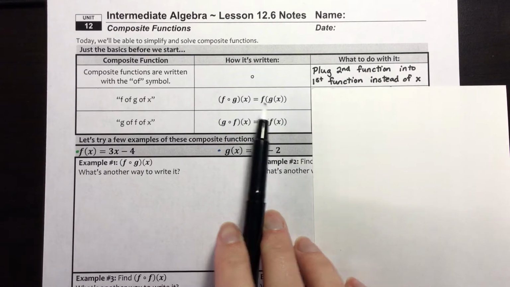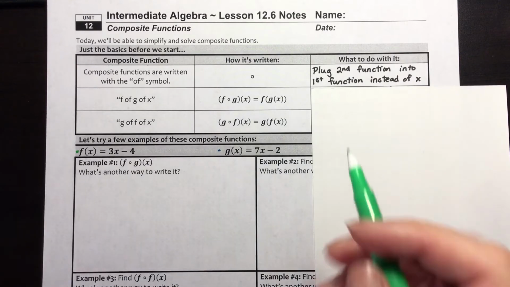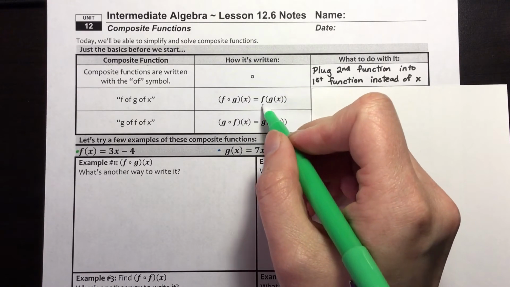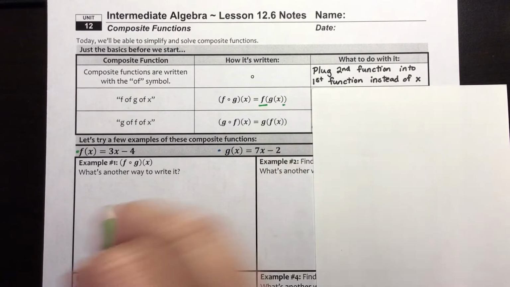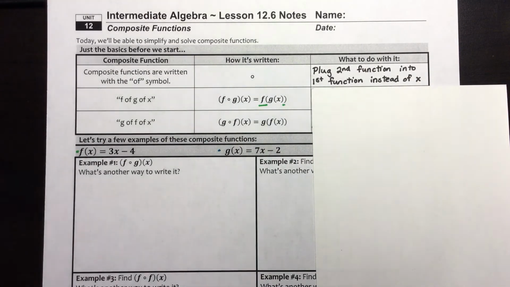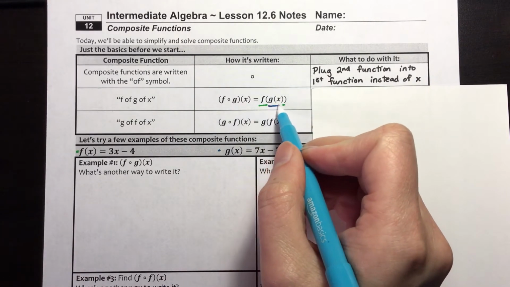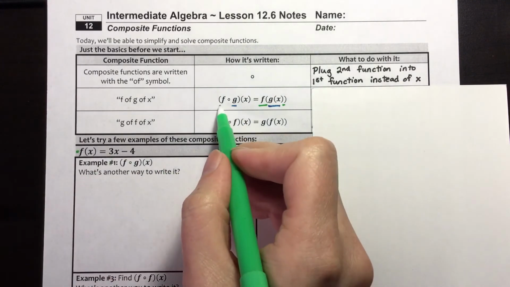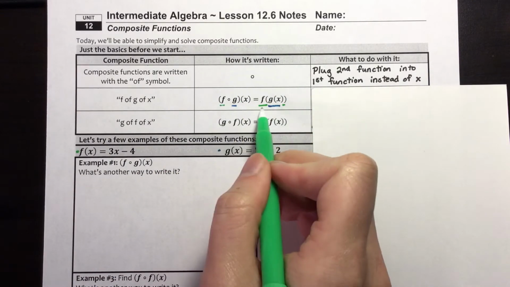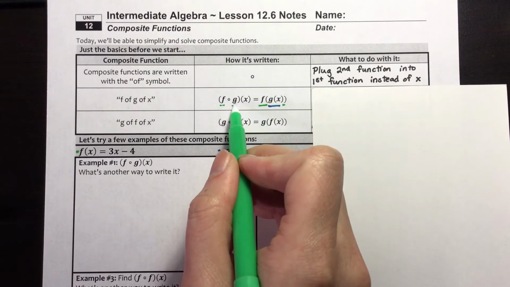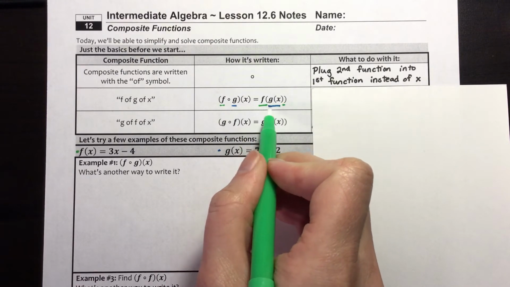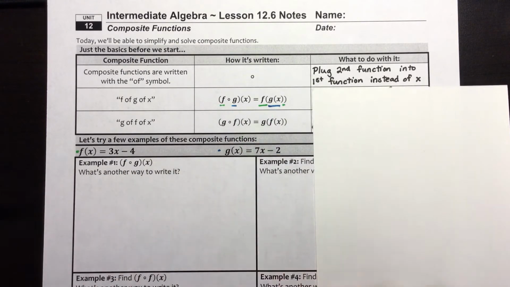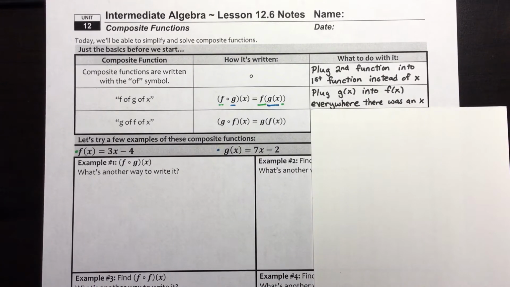So here it shows we have the f function on the outside. So that's this whole part. And then on the inside, we're plugging in g. g was the second one, and f was the first one. Notice that that first letter stays first, and then the second letter, that's the function that gets put inside. So you plug g of x into f of x everywhere there was an x.